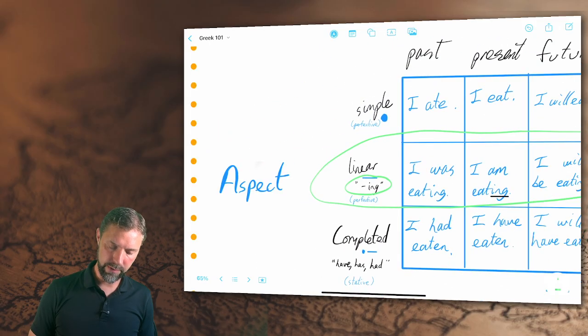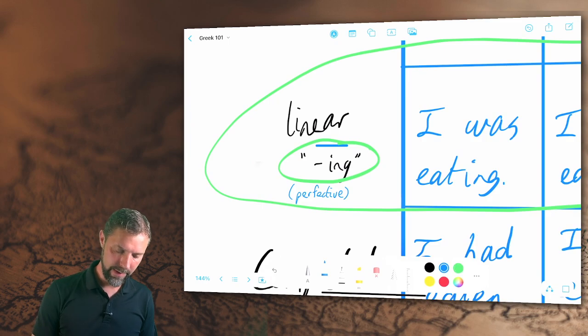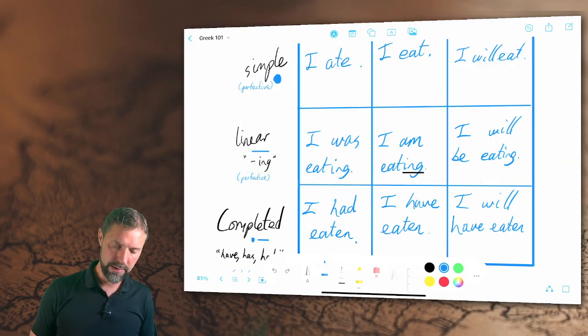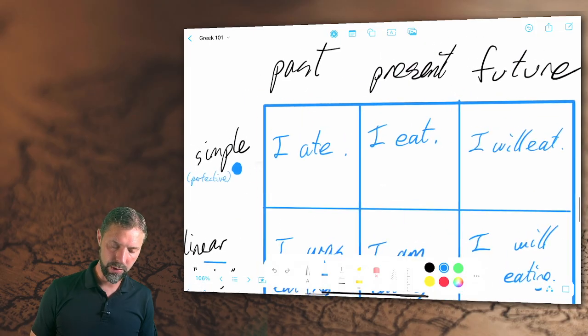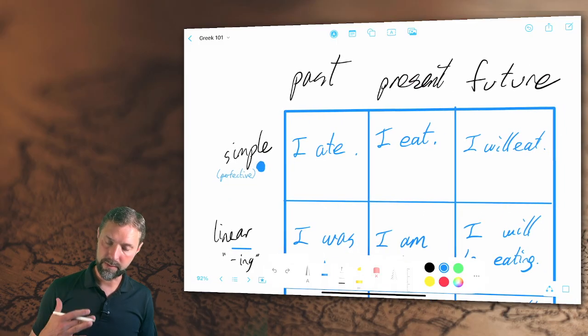Plummer would refer to these as, sorry, this is written incorrectly. He would refer to these as imperfective. Imperfective forms, the linear forms, present or future. Okay, the next set that we worked with were the simple forms, and so we worked with future and aorist. And Plummer would refer to these as perfective forms. So it's a simple I ate, I eat, I will eat.